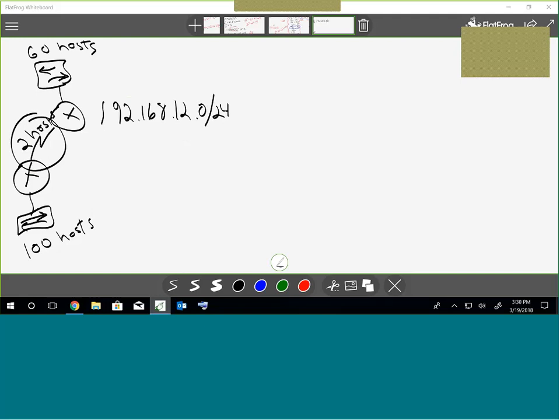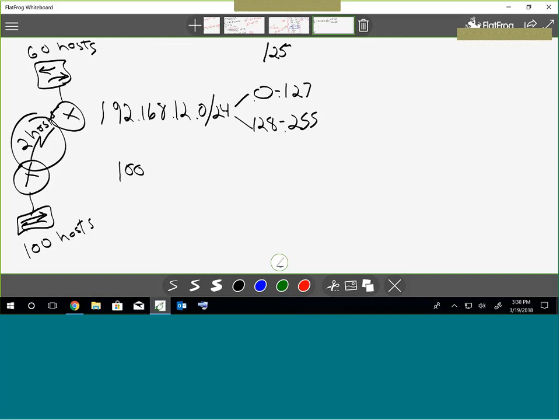So let's imagine we've got this, but we want to build this network. What happens if I borrow 1 bit? So I'm going to /25. What's my variable if I do /25? 128. So we can break this down to 0 to 127, 128 to 255. Now, how many hosts are there per subnet?